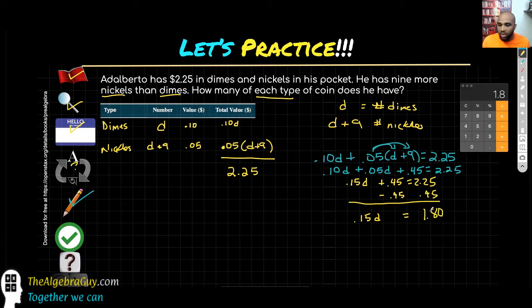1.8. Last step here, I need to divide by 0.15 to get my D variable by itself. These cross out to just give me D. And now I can divide 1.8 divided by 0.15. There we go, 12. Now I need to double check that since I did it that many times. So let me do that again.